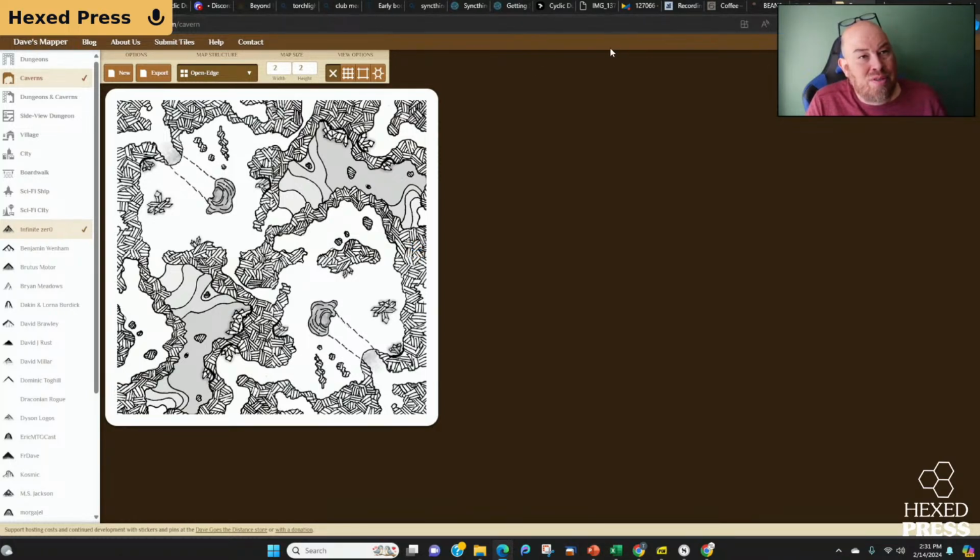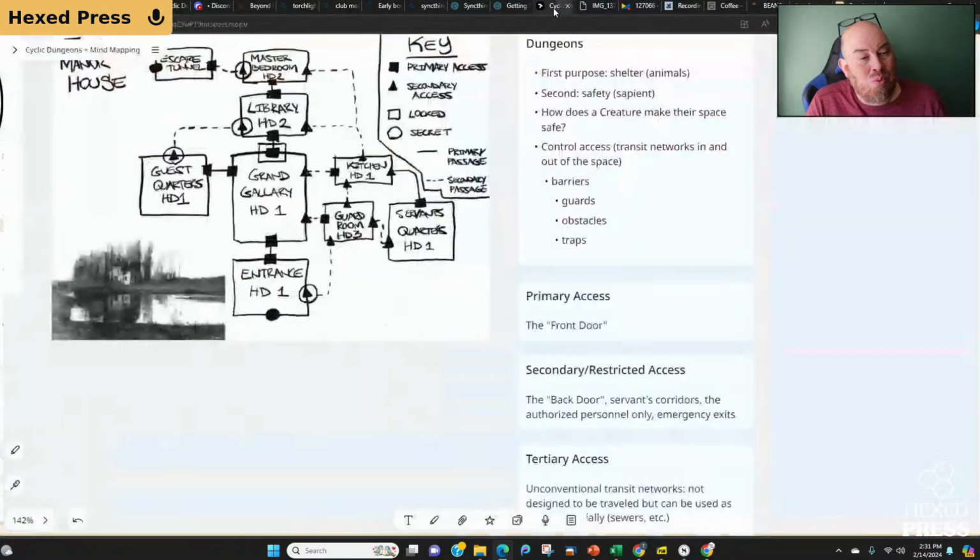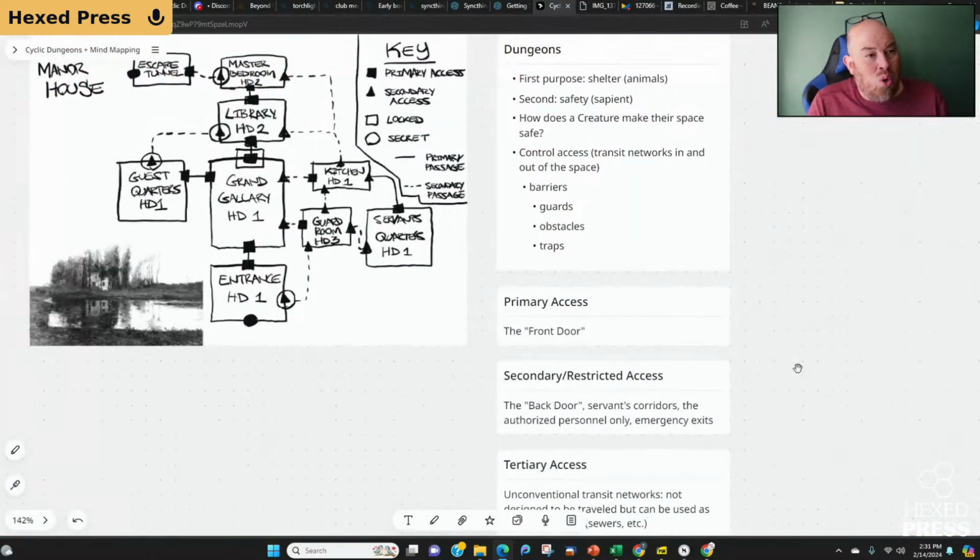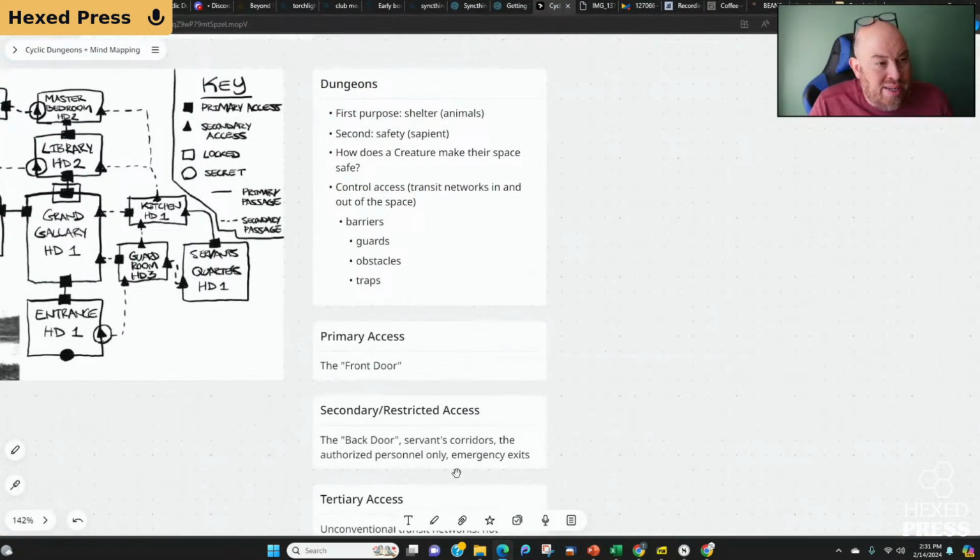So coming back to where's my thing. When you want to control access, how do you control it? Right. Okay. We can set up barriers. These could be guards, obstacles, traps. Maybe there's another option. Obstacles are just essentially filling it up.